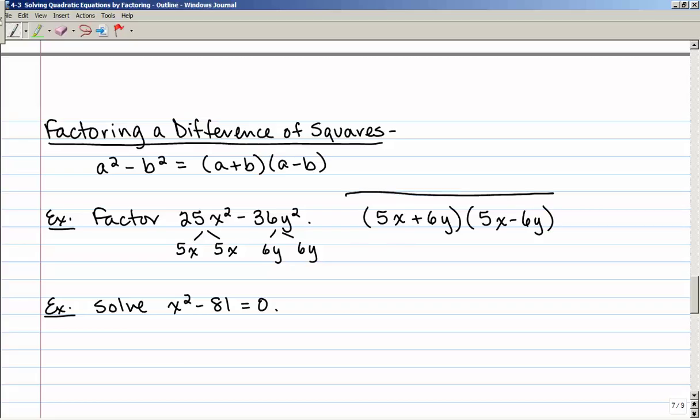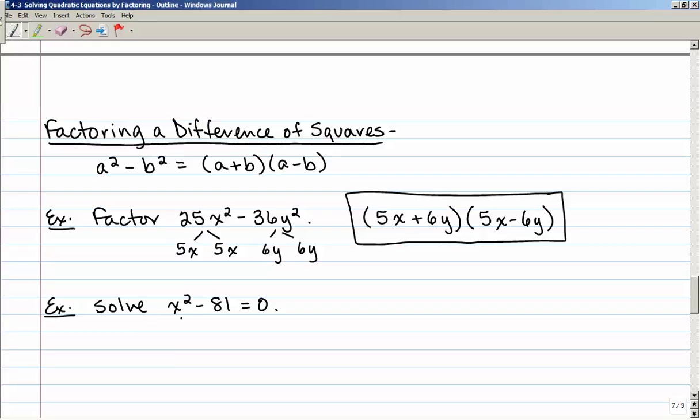And that's all there is to it. I think I like this one because there aren't really many steps. You just have to recognize that you've got a perfect square minus another perfect square, and then just pull those perfect squares apart, do one plus and one with a minus.